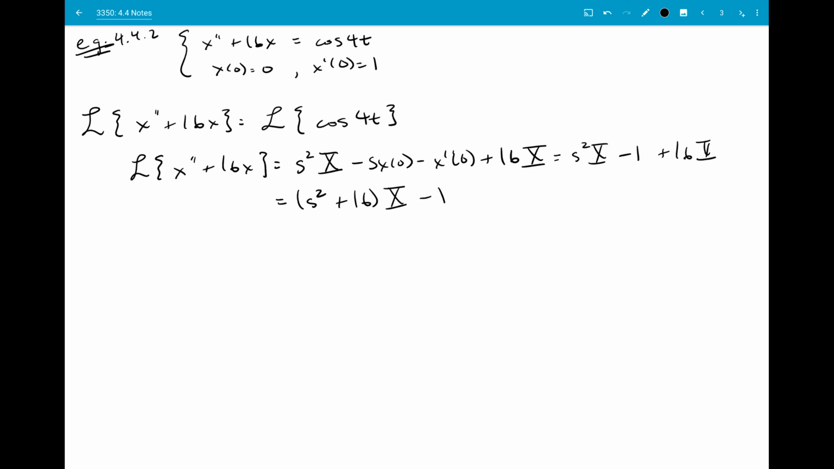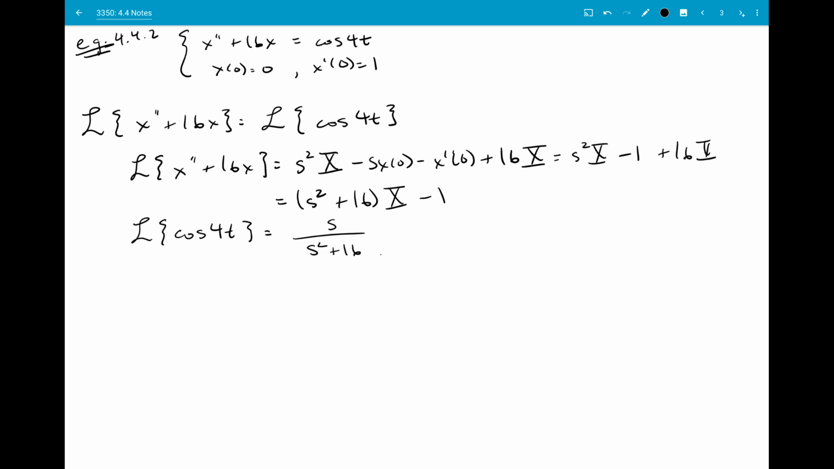I'm not going to try and factor this yet. Maybe someday it'll help to factor into s plus 4 times s minus 4, but I'm not sure about that at this stage. L of cosine 4t is pretty straightforward. You could just go back to your Laplace transform table. You know it's going to have 1 over s squared plus 4 squared in it, and the thing that goes on top is going to be an s, because the numbers are reserved for sines.